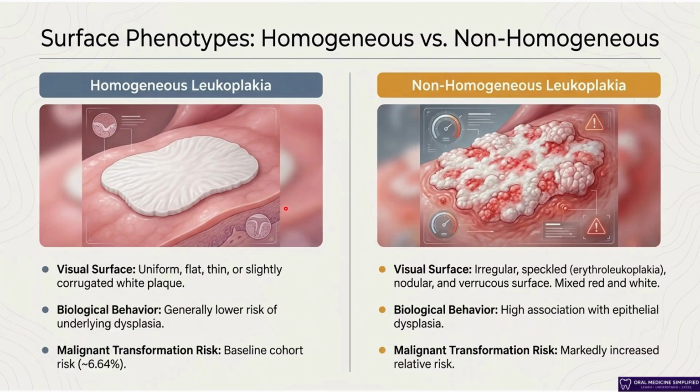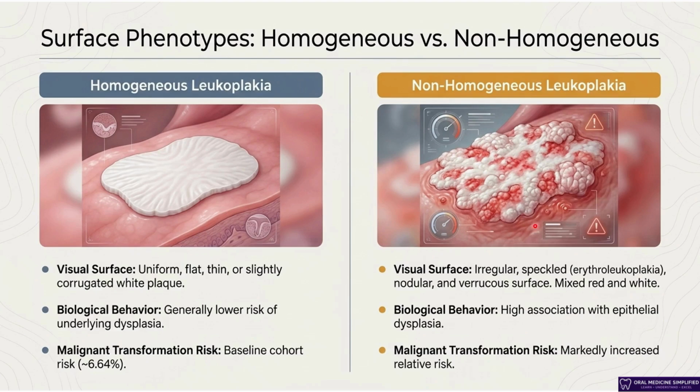Clinically, we often divide leukoplakia into homogeneous and non-homogeneous types. Homogeneous leukoplakia usually appears as a uniform white plaque. It may be flat, thin, slightly wrinkled, or corrugated. It generally has a lower risk compared with non-homogeneous leukoplakia, but lower risk does not mean no risk.